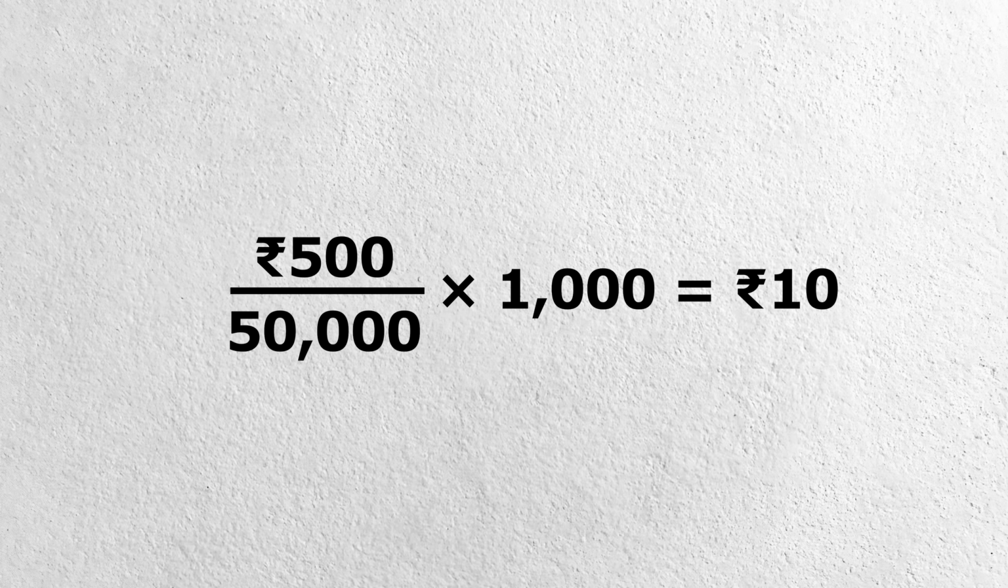For example, you spend 500 rupees and your ad gets 50,000 impressions. If you calculate 500 rupees divided by 50,000 impressions into 1000, your CPM is 10 rupees. This means every 1000 times your ad is shown, you are paying 10 rupees.